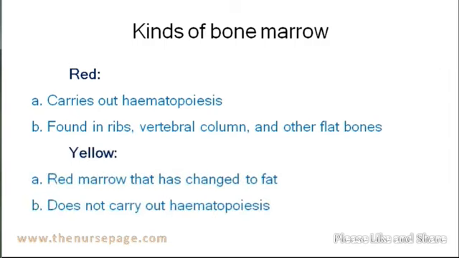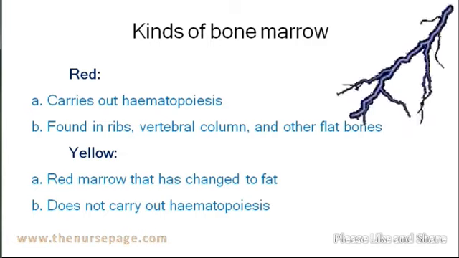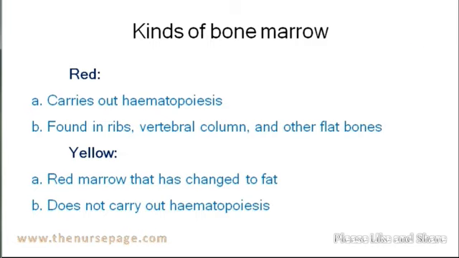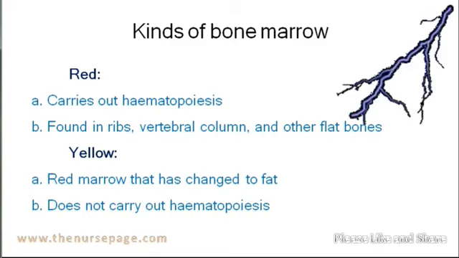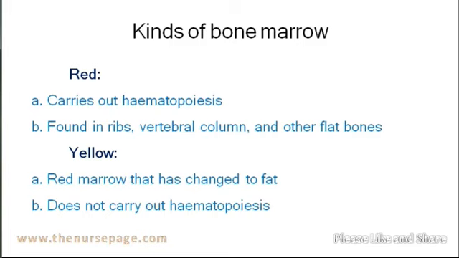After the active functioning, it will become yellow. Red bone marrow that has changed to fat does not carry out hematopoiesis. That is yellow bone marrow. So there are two types of bone marrow, red and yellow. Red is the active form of bone marrow, and it carries out hematopoiesis.